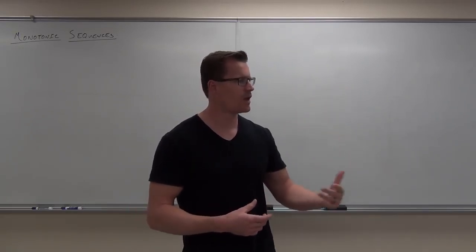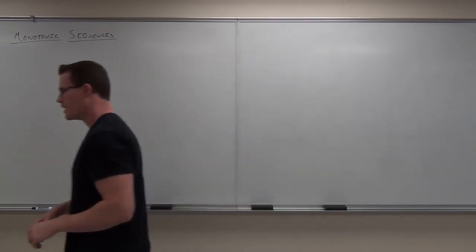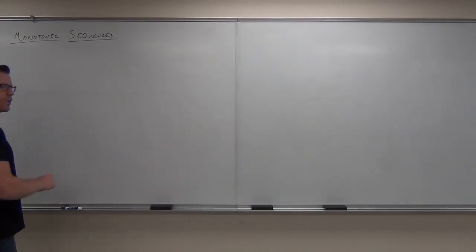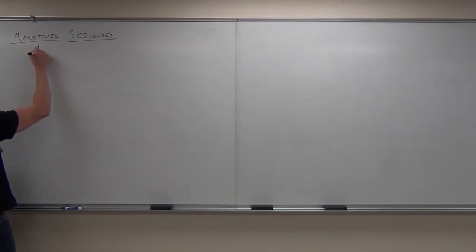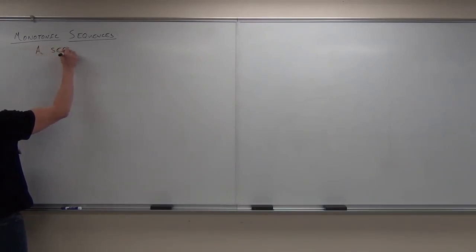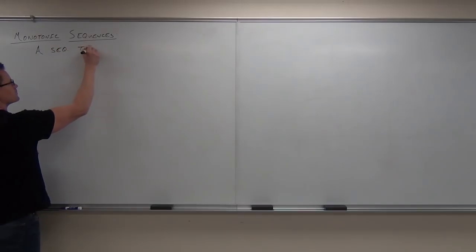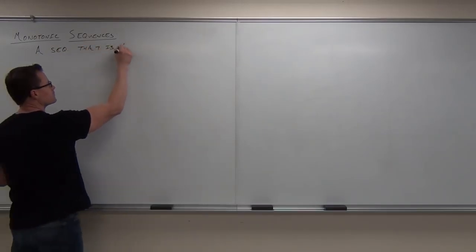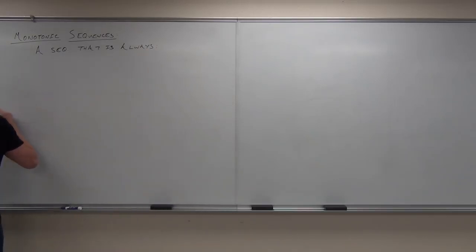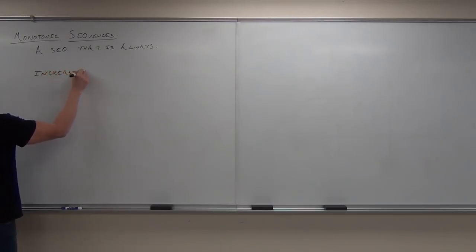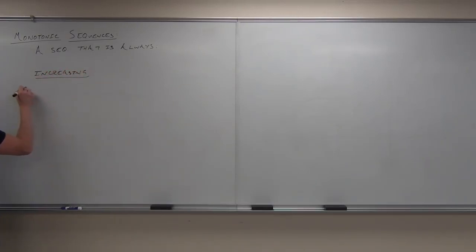Does that make sense to you? That's what monotonic means. That's the definition of it. So a monotonic sequence is a sequence that is always increasing or decreasing. A sequence that is always either increasing or is always decreasing.